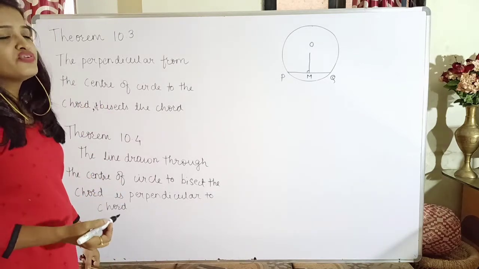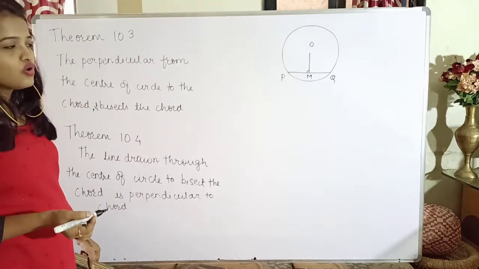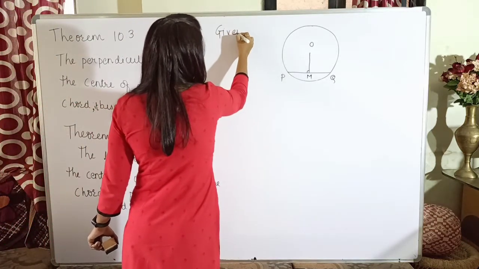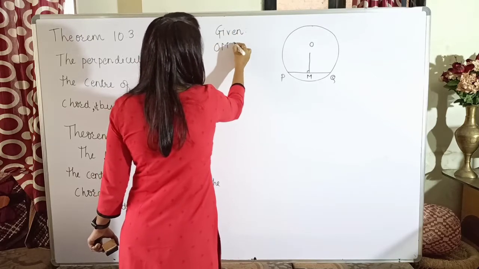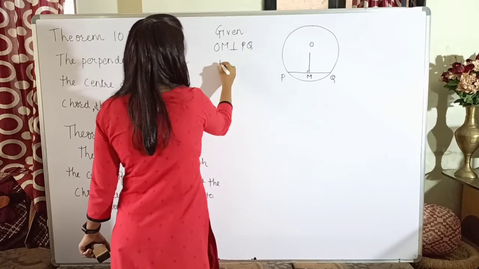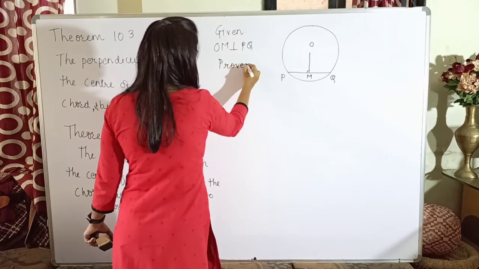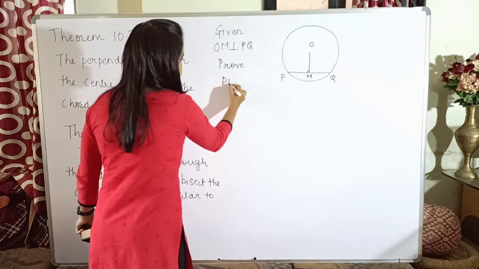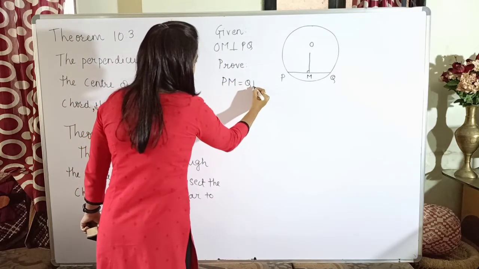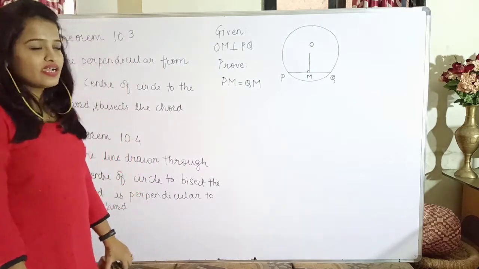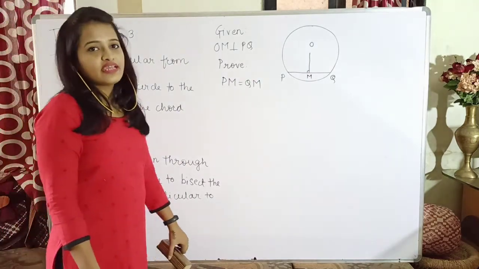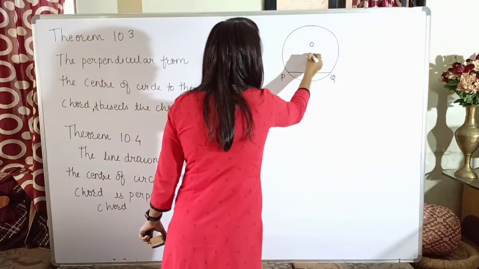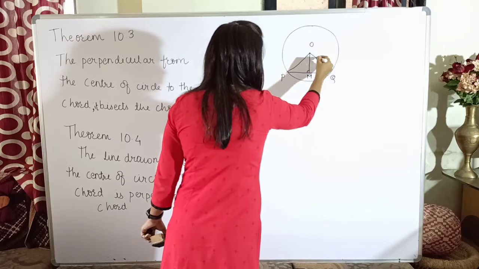So a perpendicular drawn from the center of the circle to the chord bisects the chord, meaning your given will be OM is perpendicular to PQ, and the thing you have to prove is bisects the chord, means these two lengths are equal, that you have to show, that is PM is equal to QM. Okay, now again if I show the two triangles as congruent, for that I have to complete the triangle. Let us join OP and OQ.